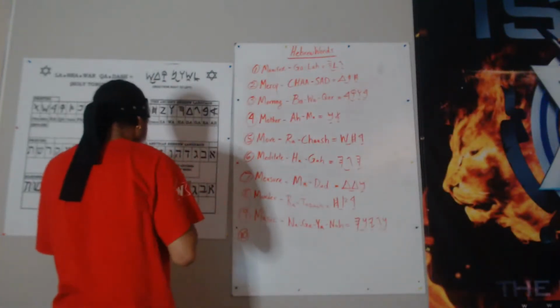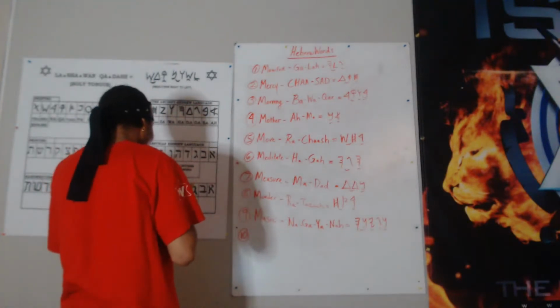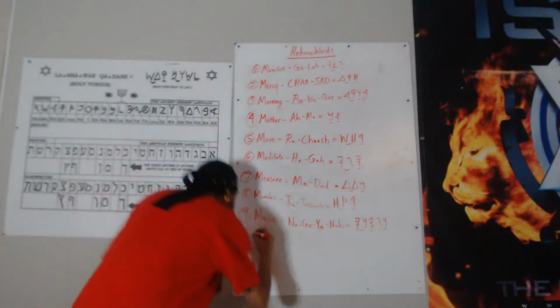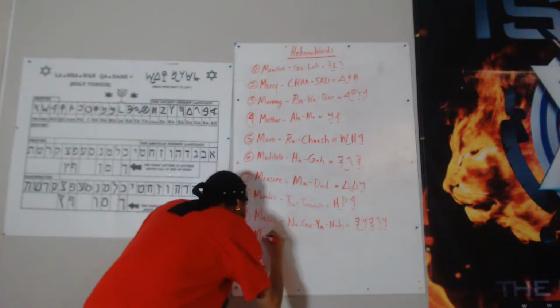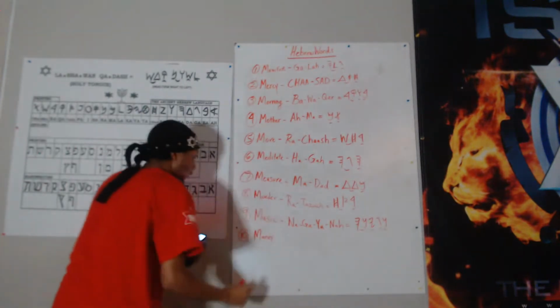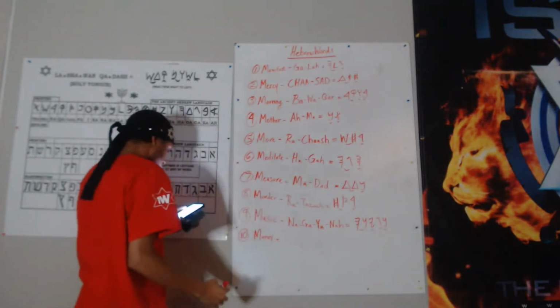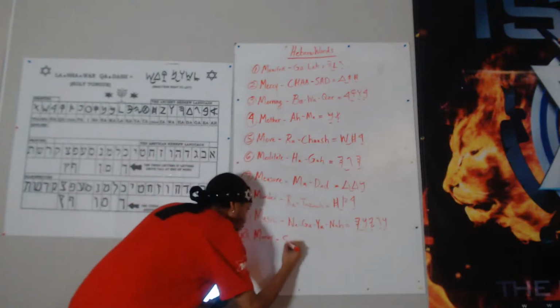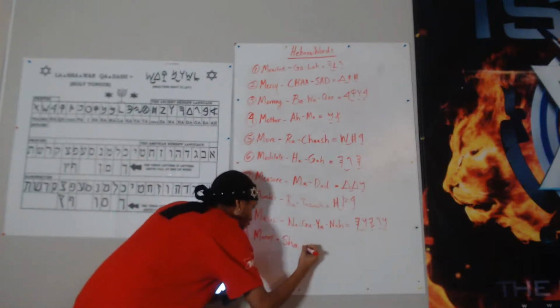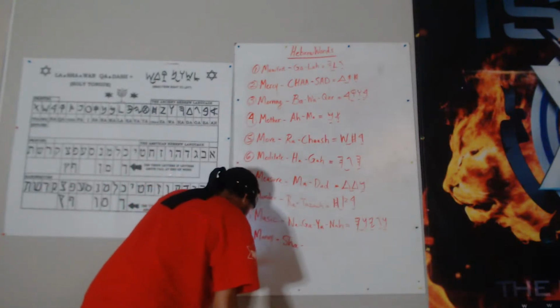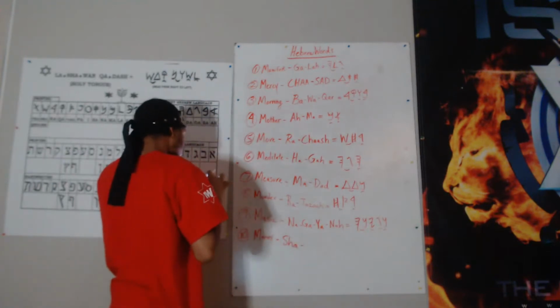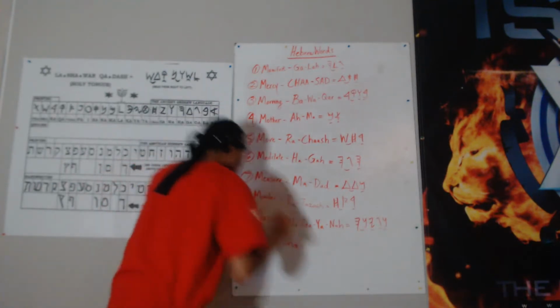Last one, number ten, is going to be money. Money. Shekel. Shekel is how you say money.